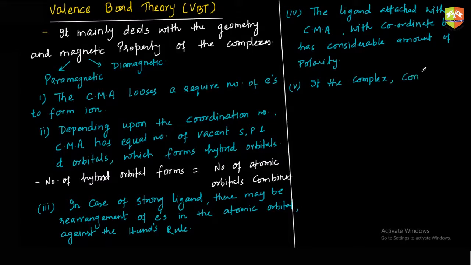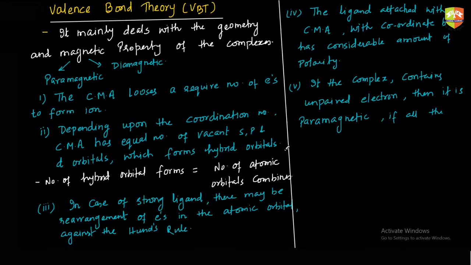And the fifth point: if the complex contains unpaired electrons, then it is paramagnetic. If all the electrons are paired, then it is diamagnetic.